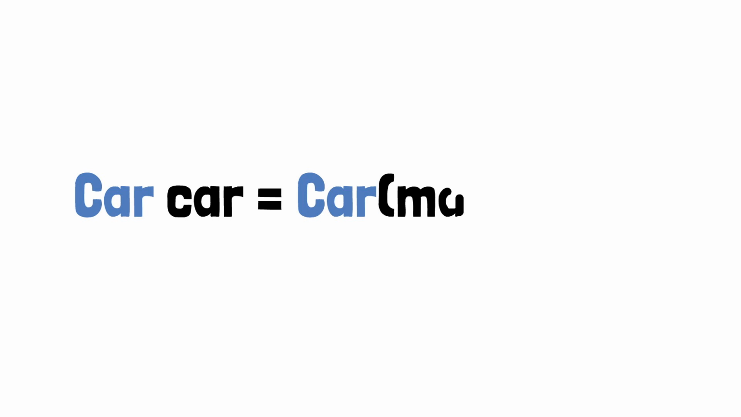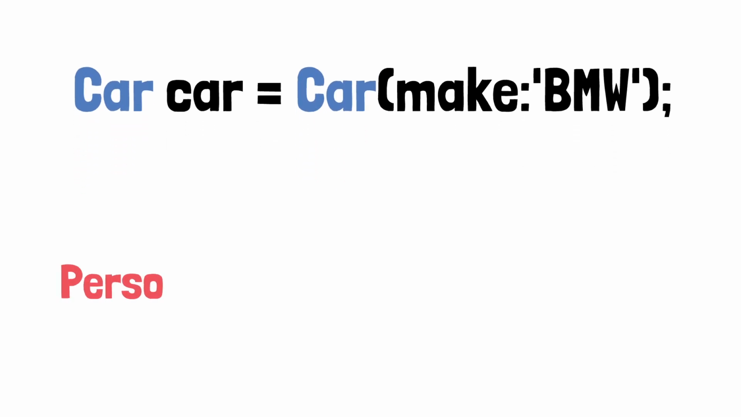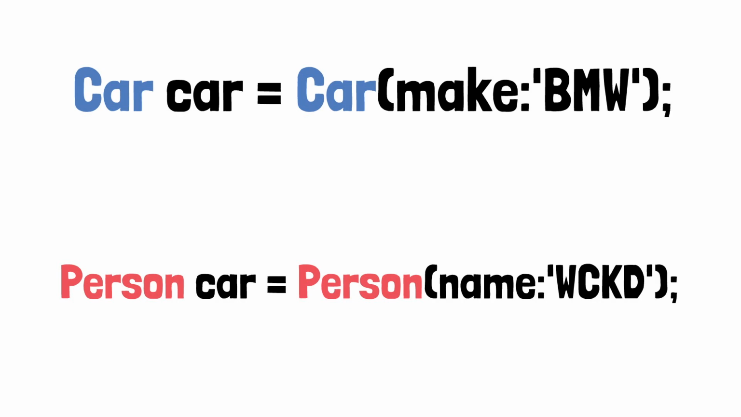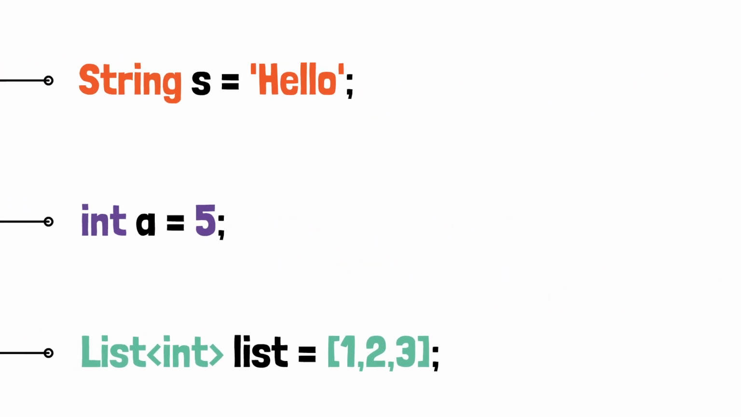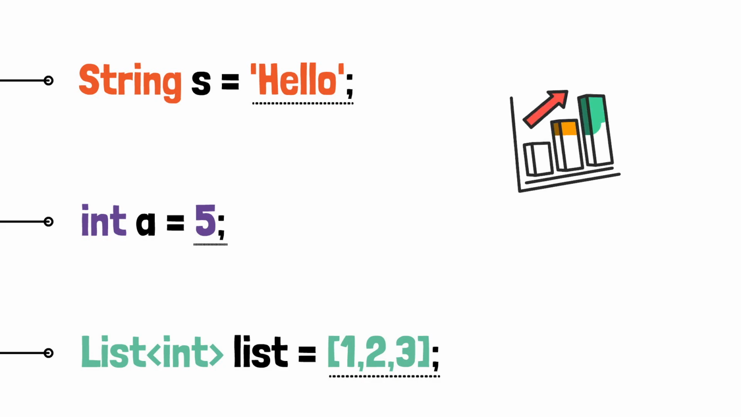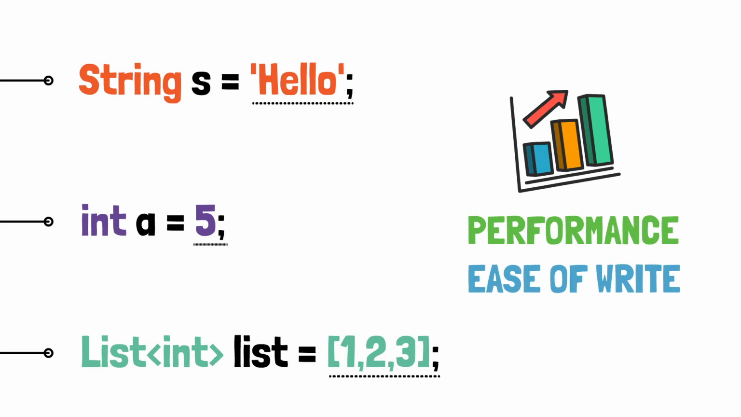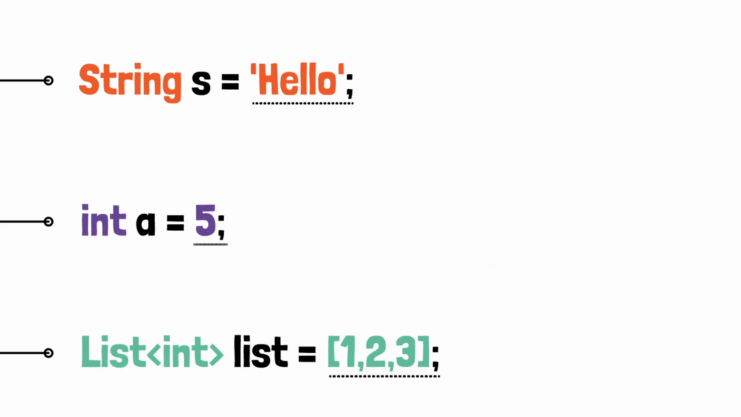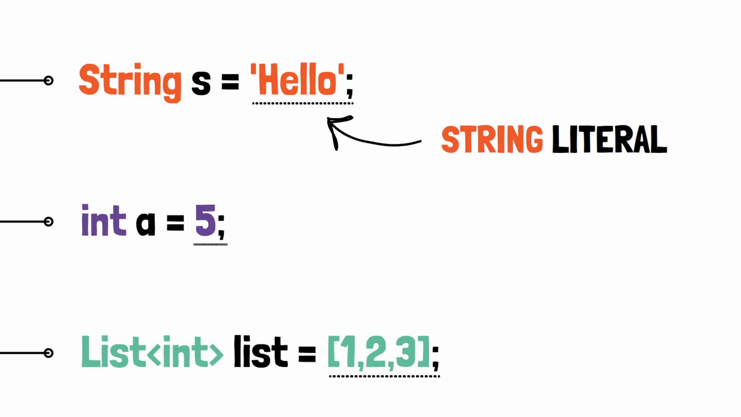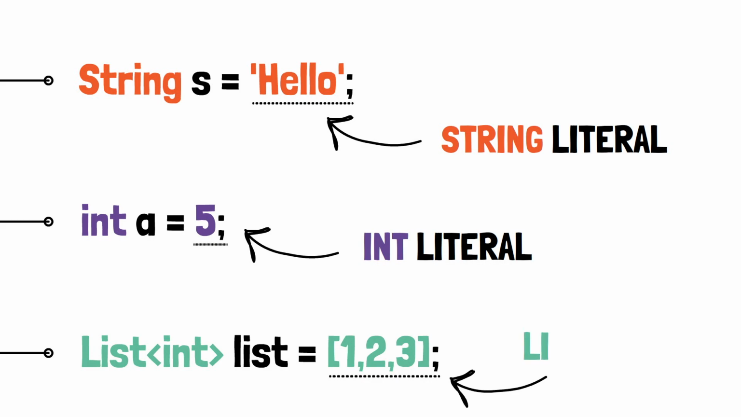I mean, we're used to creating an instance of a class by writing something like this, or perhaps something like this, right? So why does Dart allow us to instantiate basic objects like integers and strings by using a faster approach? Well, because Dart is thinking of optimizing stuff as much as possible, both in terms of performance and ease of writing code. That's why it added the special support for these types so that you can easily create objects by using literals. For example, hello is a string literal from which Dart knows how to create a string object. 5 is an integer literal from which an integer object can be created.